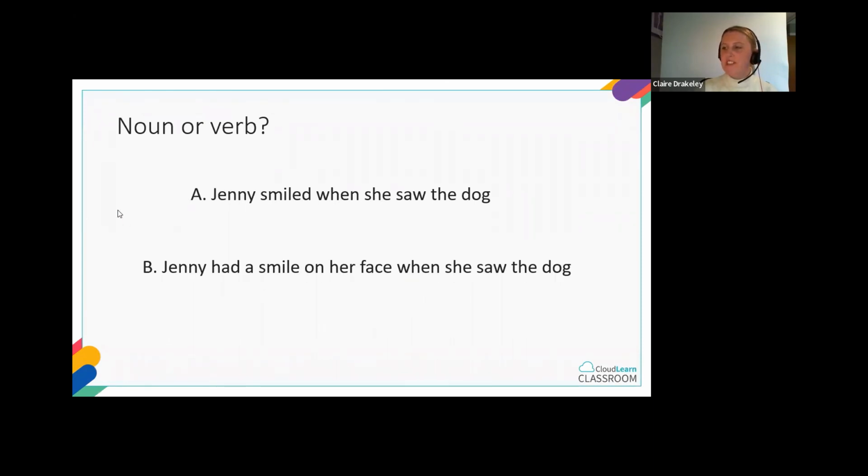Well done. So the verb is an action. Jenny smiled. She is doing it. It is an action. That one is the verb. Jenny had a smile. So my smile is a noun. It's a thing, but I am smiling, which is an action. That is a verb. Really, really tricky, this. Well done, everybody, for giving that a go.